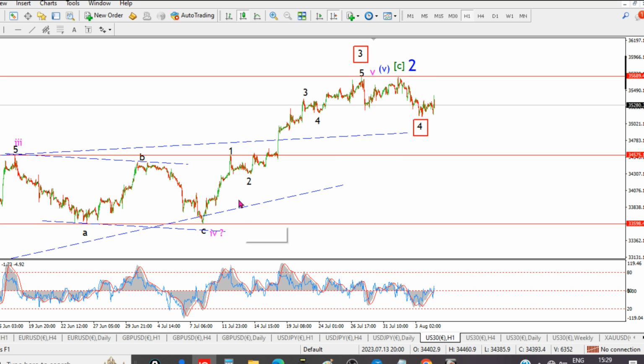The alternate count here obviously is wave 1 and 2, an extension in wave 3, 3 waves down in wave 4, which would require a turn up in wave 5. But we haven't got that so far. We've got the open on Friday. We're probably close to 2 hours open in New York. So it's pretty flat so far.